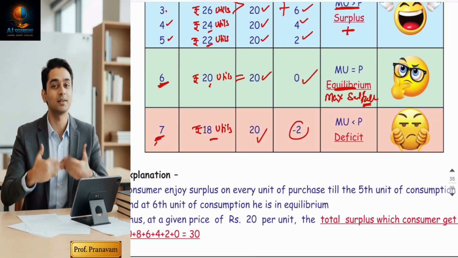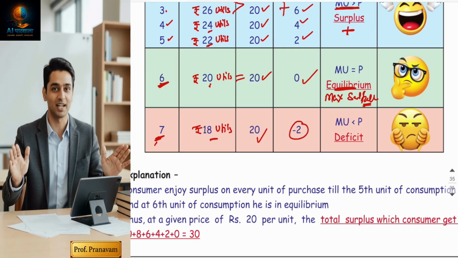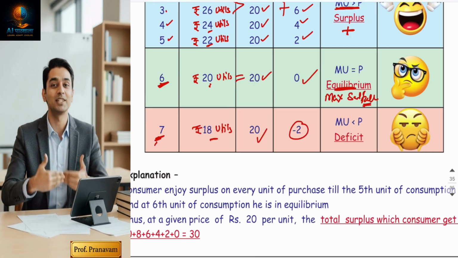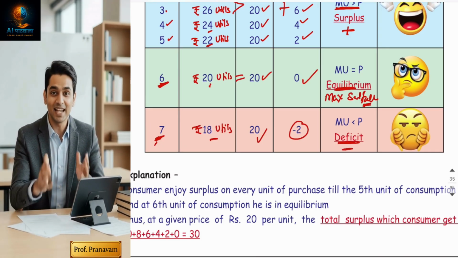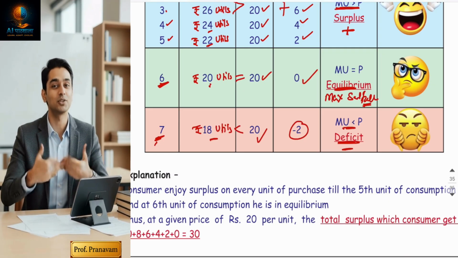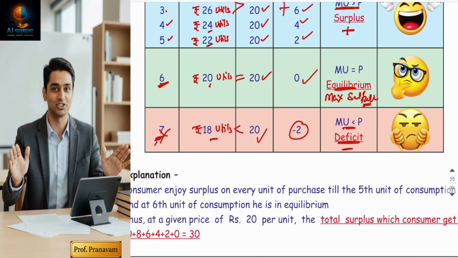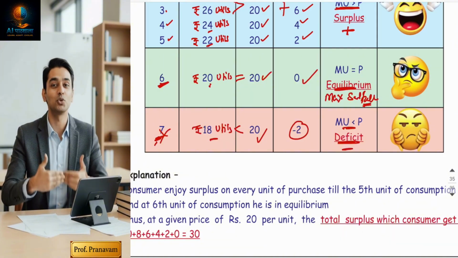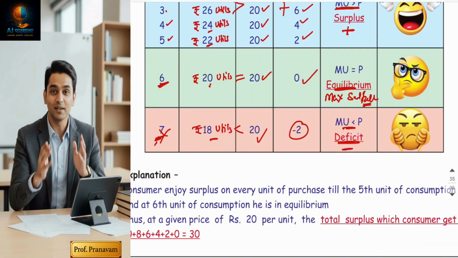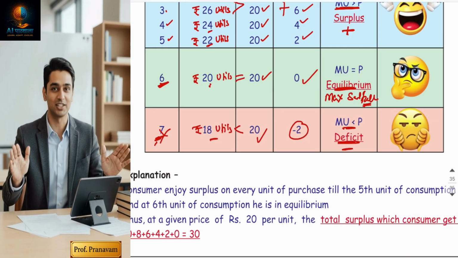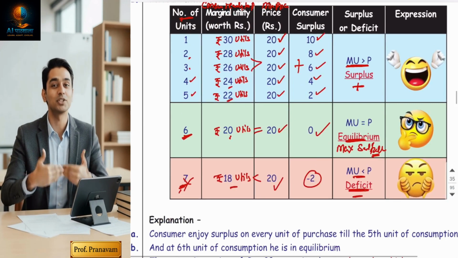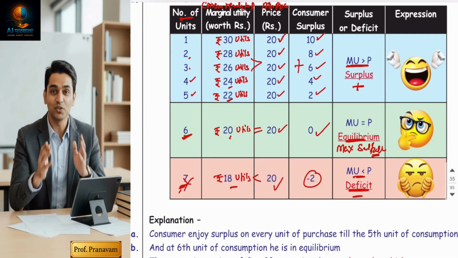Here I am getting a 2 rupees loss, a psychological loss. So I'm feeling it's not worth buying. So here my consumer surplus is negative. Why? Because MU is less than price. So the seventh slice of pizza, I'm not going to purchase. So guys, in practical life, people don't reach MU 0, because they consume only that much quantity as they find worth buying.